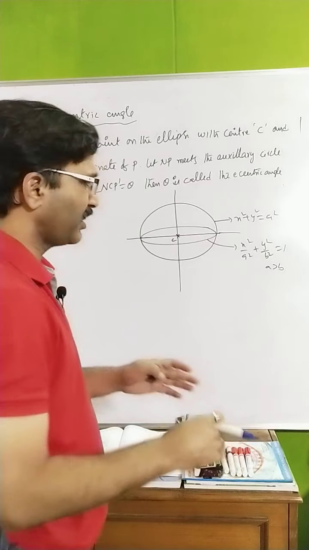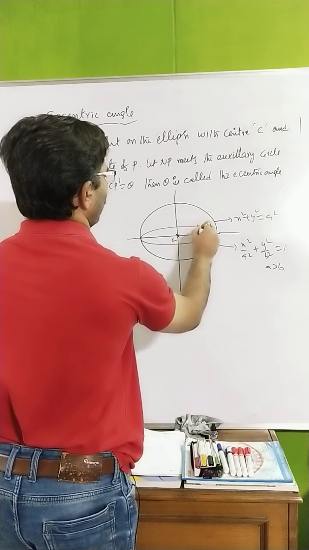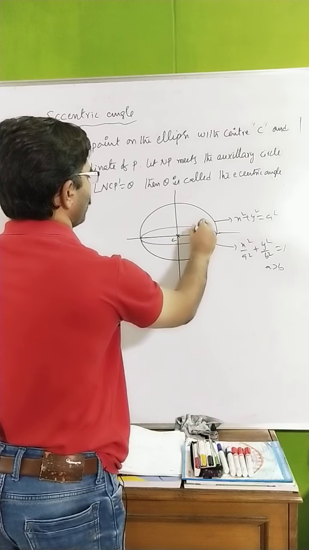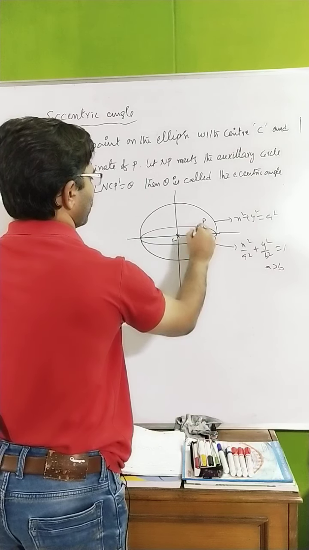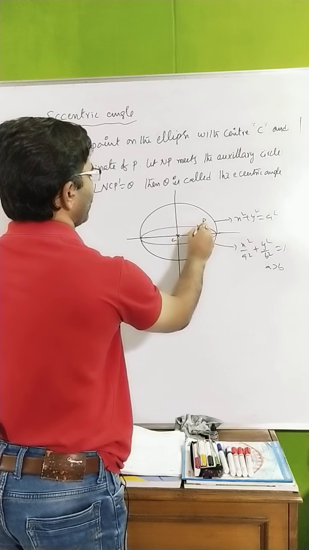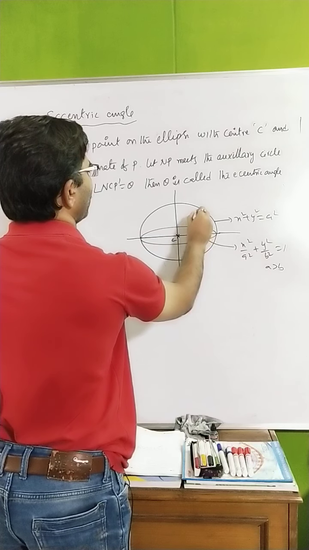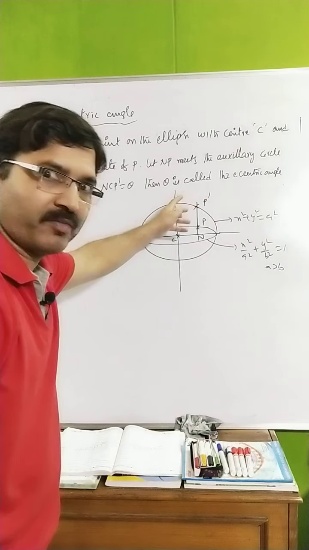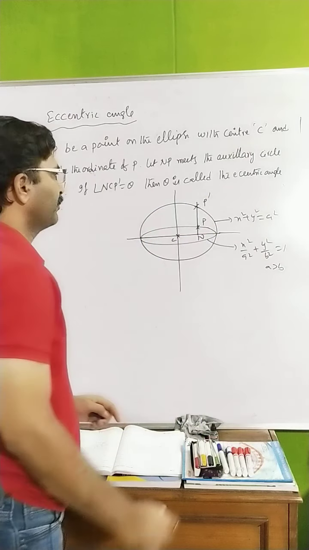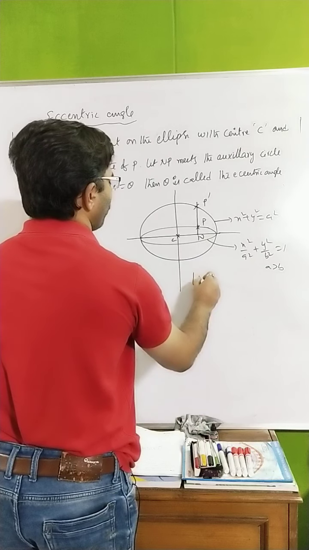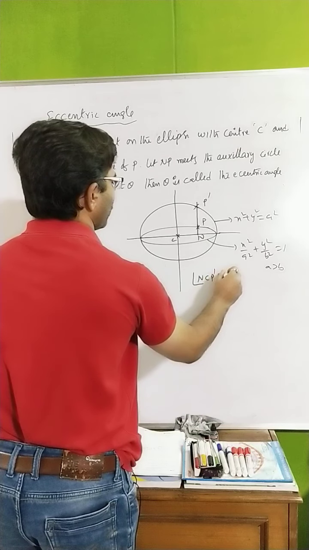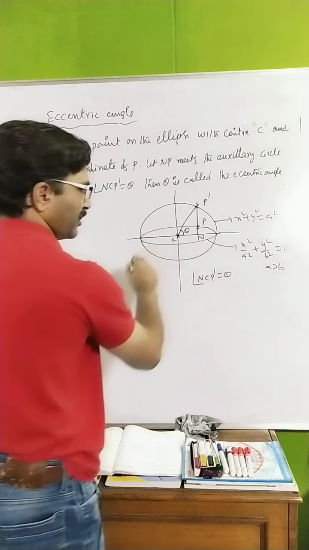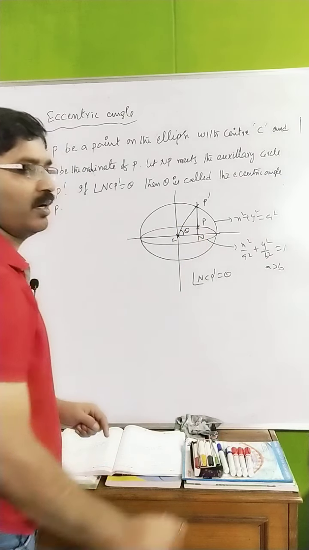What is meant by eccentric angle? You take a point on the ellipse and draw a perpendicular to the major axis and extend this line. It is going to cut the auxiliary circle at a certain point. That point is called the corresponding point, we are going to call it P dash. So angle NCP dash is theta. This theta is called the eccentric angle.